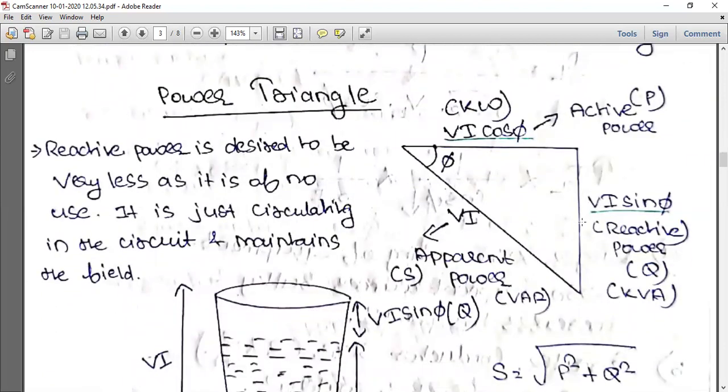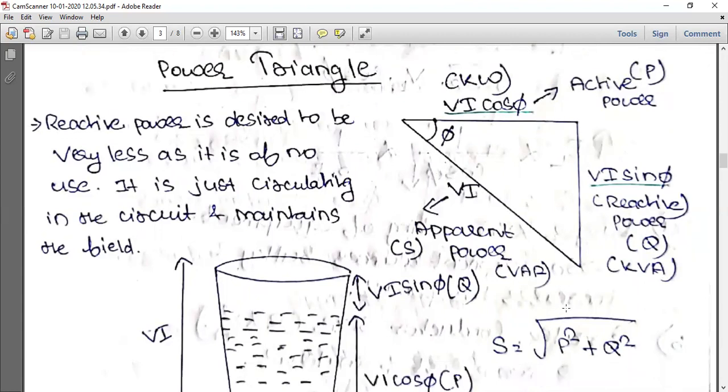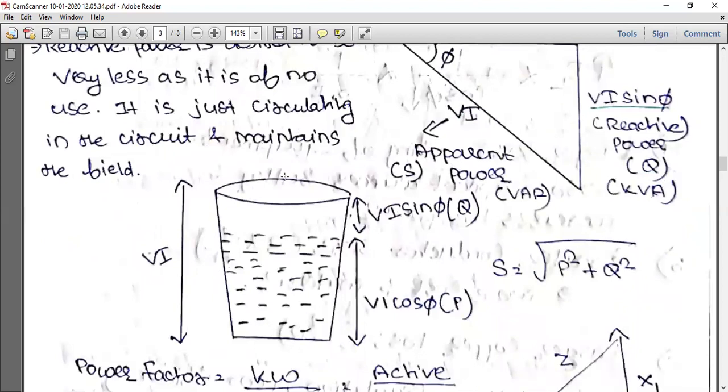Okay, and this is the power triangle. Here we write VI cos phi as the active power, and VI sin phi as the reactive power. Active power's unit is kilowatt, denoted by P. Reactive power is Q, its unit is kVAR, and apparent power is denoted by S, which is V into I, and its unit is kVA. Okay, and this is the representation. That's just for you to remember.